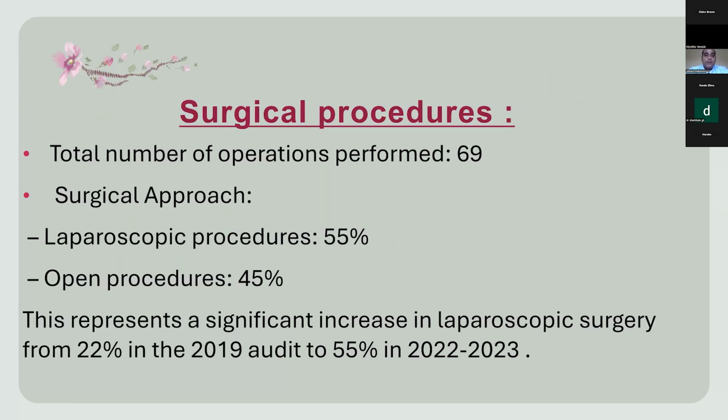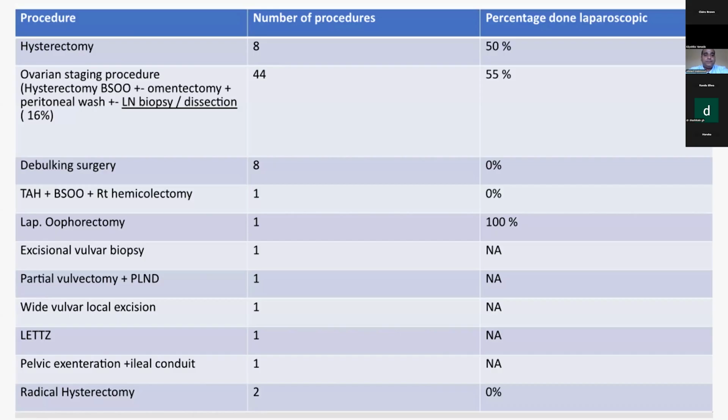So surgical procedures were done for 69 patients, and laparoscopy was used in 55% of them and open surgery in 45%. And this represents a significant increase in laparoscopic surgery, from 22% in the 2019 audit to 55% in 2022-2023. So this is the number of procedures and the number of laparoscopies.